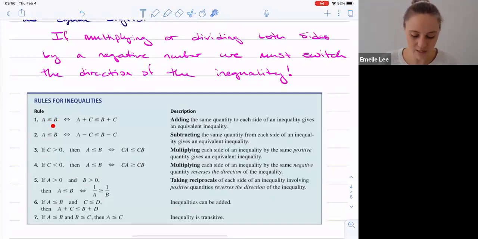So if A is less than or equal to B, then that's the same if I add C to both sides; everything stays the same. Same thing if I subtract C from both sides, I'm allowed to do that. But then if C is greater than zero, if I multiply both sides by a positive number, the inequality stays the same. So notice we can just treat this inequality as if it's an equal sign until C is less than zero. If this constant C is negative, then if A is less than or equal to B, then the negative times A is greater than or equal to the negative times B, so notice the switch.